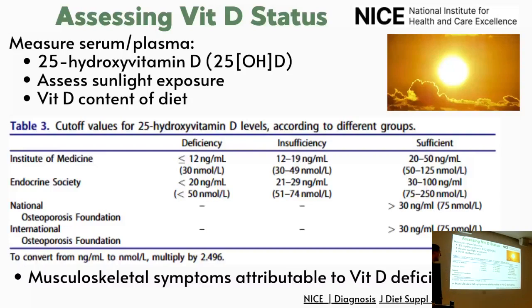And depending on the method that you use, or rather the institution that you want to go with, we've got the Institute of Medicine, we've got the Endocrine Society, we've got the Osteoporosis Foundation. You can see there are slightly different cut-offs for what are described as deficient, insufficient, and sufficient, yeah? However, if you are less than 30 nanomoles per litre, that is generally considered as being deficient and at risk of deficiency, and probably high risk for things like osteoporosis.